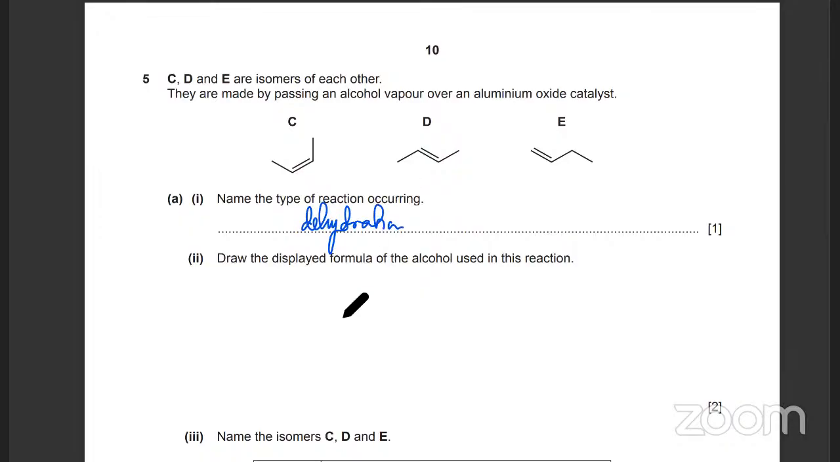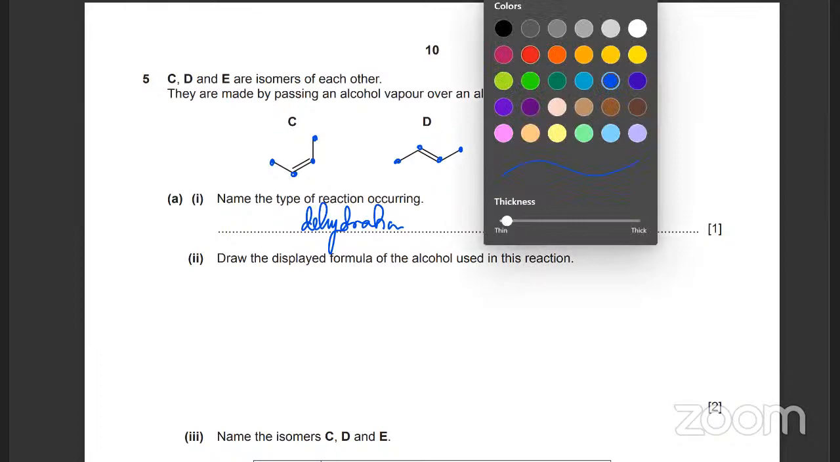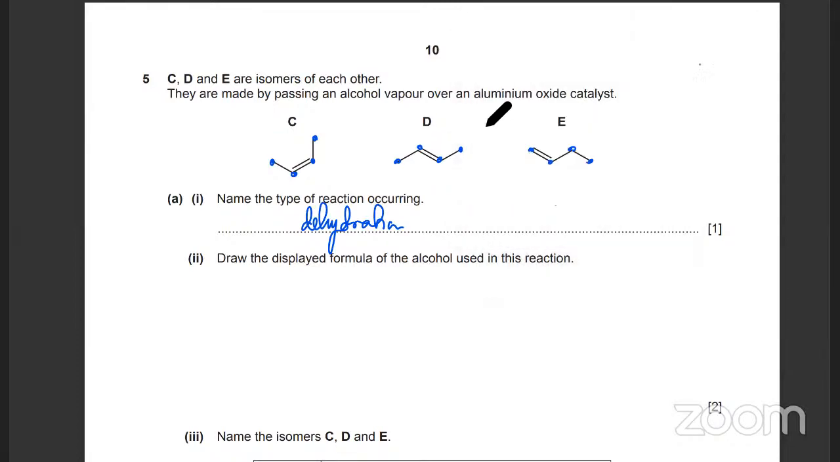It's forming an alkene. Draw the displayed formula of the alcohol used in this reaction. So these are the alkenes that are formed. What would be the position of the OH group if these are the alkenes being formed? It's obviously going to have 4 carbon atoms, right? But where do you think the OH group was before it got dehydrated? First one, second one, third one, or fourth one? It's going to be on the second one. That's where the OH group is, and you have to draw the displayed formula.